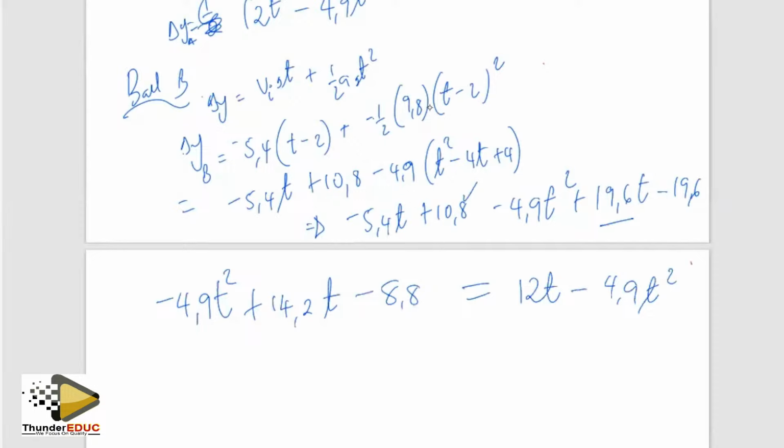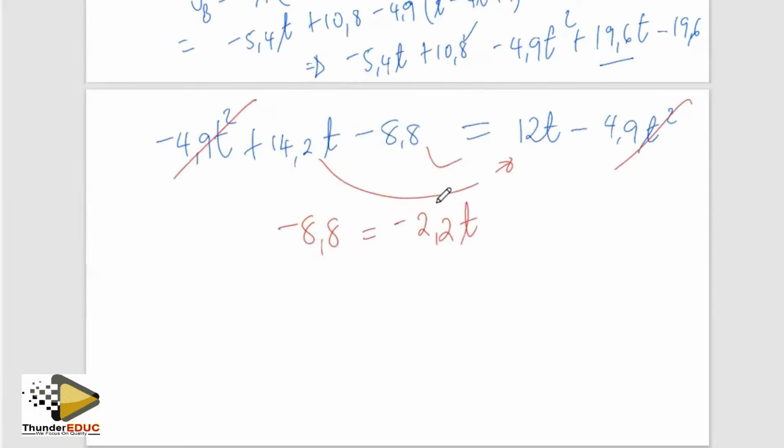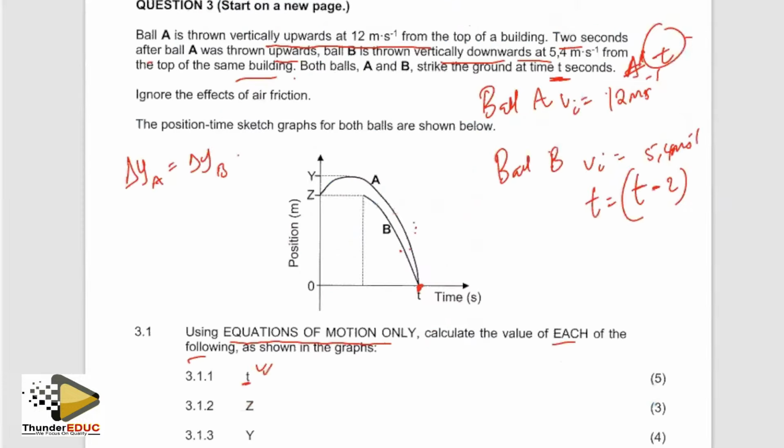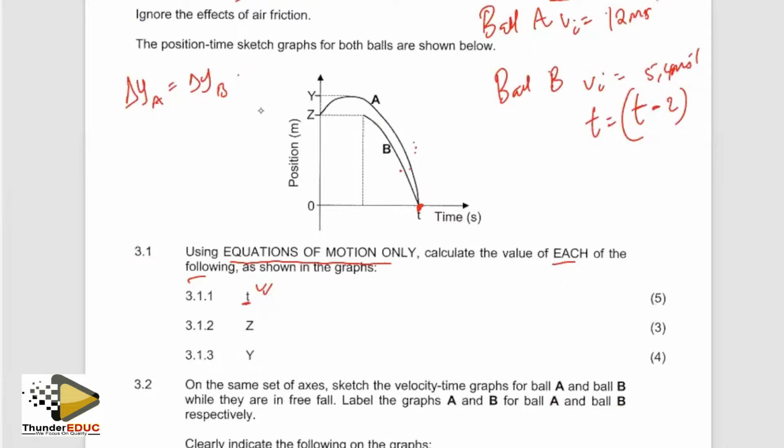The negative 4.9t squared terms will cancel, since both of them are negatives. Then let me move the 14.2t to that side. So negative 8.8 is equal to 12t minus 14.2t, which gives me negative 2.2t. Then I'll divide both sides by negative 2.2, which means my t is just 4 seconds. So after 4 seconds, that's when the two balls will strike the ground.